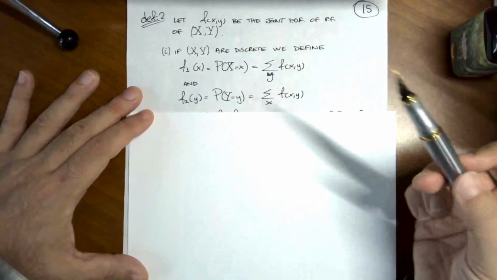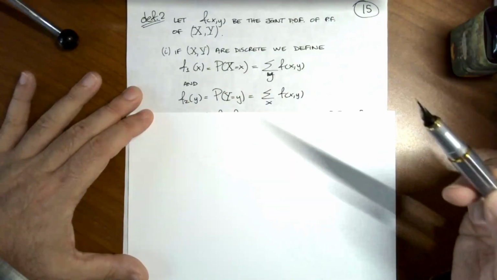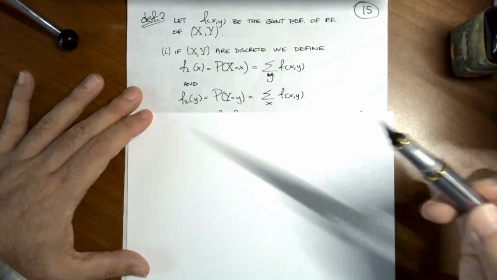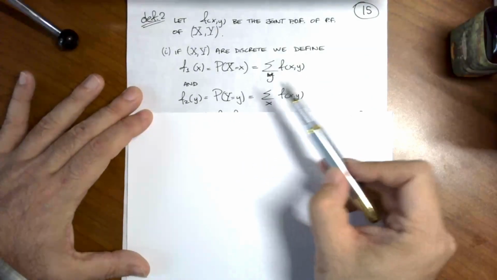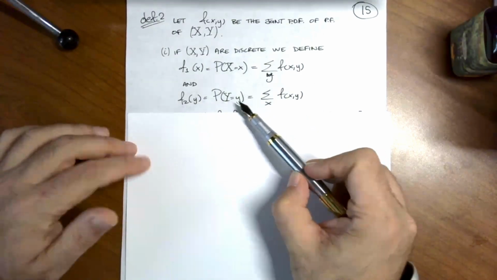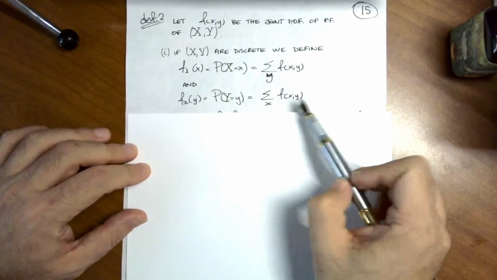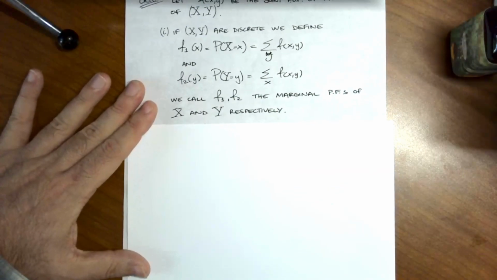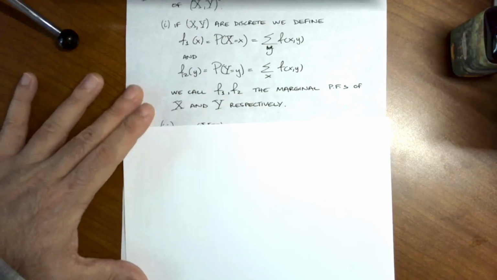Just because you are in a world where x and y are jointly distributed does not mean that you cannot calculate the probability that one of these variables takes a specific value of x. You can do that. You just need to sum y out of the picture. Similarly, you can calculate the probability that y is going to take a particular value. How do you do that? You need to ignore x, so you sum x out of these joint PFs. We're going to see an example here. So f subscript 1 and f subscript 2 are going to be the marginal PFs of x and y respectively.